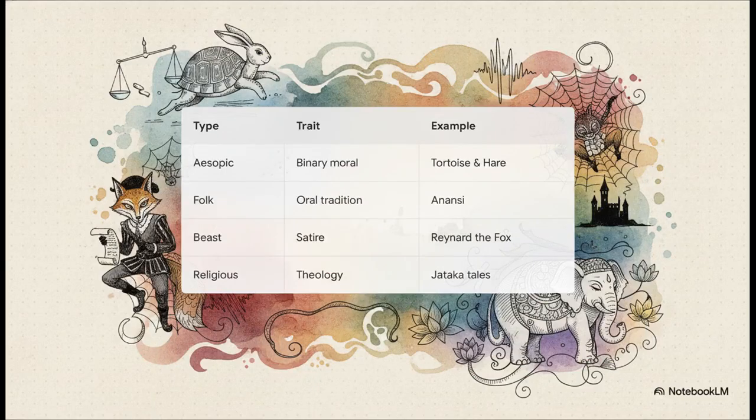The fable actually adapts beautifully to its environment. We have your standard Aesopic fables, which deal with clear binary moral oppositions. But then, look at folk fables, like the amazing Anansi spider stories, which rely heavily on oral transmission to reinforce communal wisdom. Then you've got the beast fable, like Reynard the Fox from medieval Europe. That one stretches the form out into sustained episodic political satire. And let's not forget religious fables, like the Buddhist Jataka tales, which use this exact same animal narrative framework to communicate really complex theological doctrines.